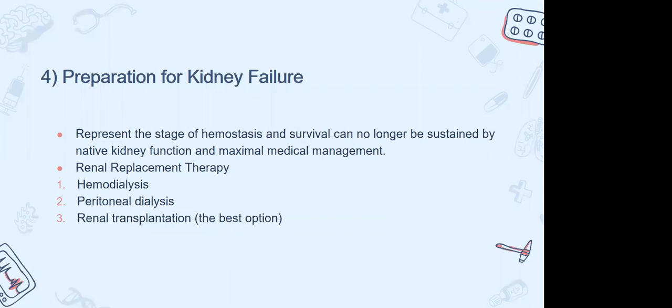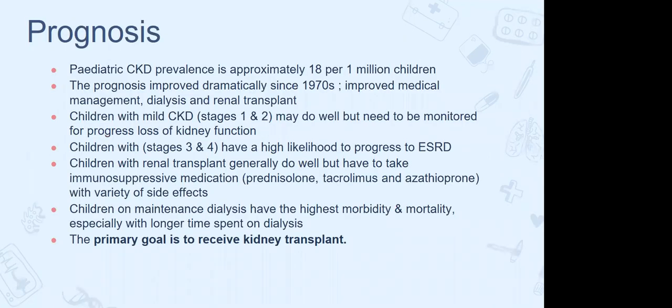So, prognosis. Pediatric CKD prevalence is approximately 18 per 1 million in children. The prognosis for the infant, child and adolescent has actually improved dramatically since the 1970s due to aggressive nutrition support, recombinant erythropoietin, recombinant growth hormone, dialysis techniques, and kidney transplantation.